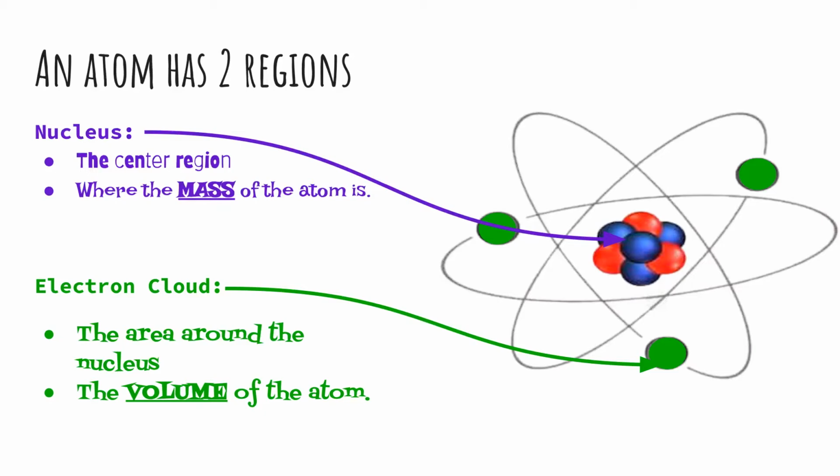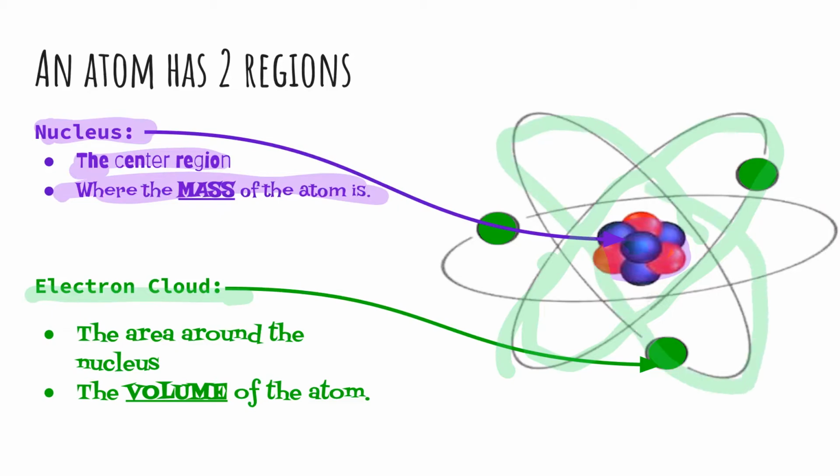So an atom has two regions. The nucleus is the center of the atom over here. And I'm using purple because red and blue make purple. It's where your mass is. The nucleus is the mass of the atom. It's this tiny thing in the center of the atom that has all of the mass of the atom. The electron cloud is all of this space around it. So we've got all of this space around the nucleus, and it's the volume. This is what takes up the volume of the atom.